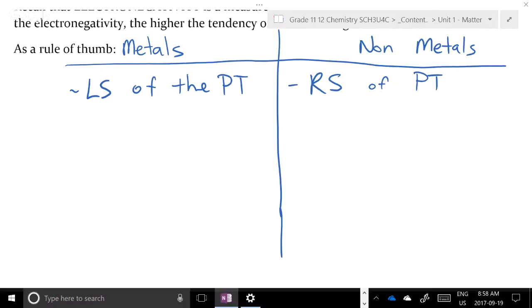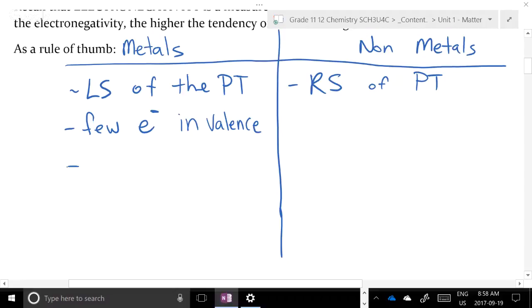So for metals, they tend to have just a few electrons in their outer shell. So few electrons, and you will see me use this symbol all the time. Maybe you want to make a note. Maybe you've seen it before. If I put E negative, I mean electron. So it has just a few electrons in its valence shell, so it tends to lose them.